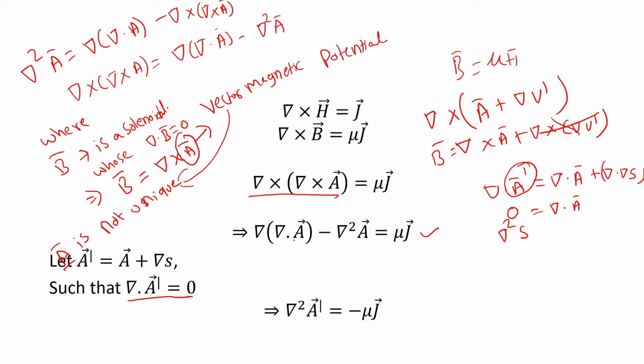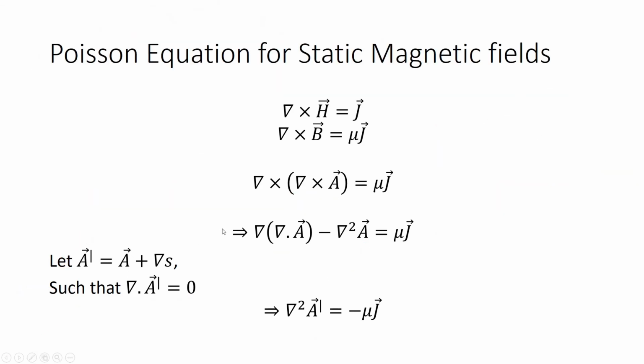Therefore, when this term reduces to 0, I am left with the Laplacian of A prime. So, the Laplacian of A prime would be equal to minus mu J bar. This is called the Poisson equation for static magnetic fields.